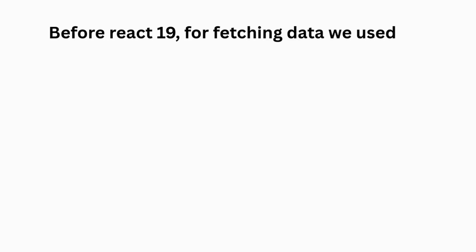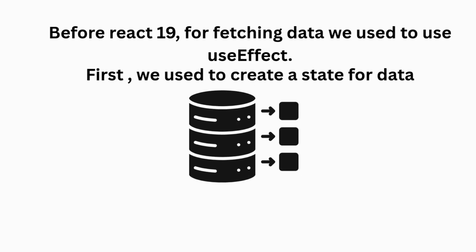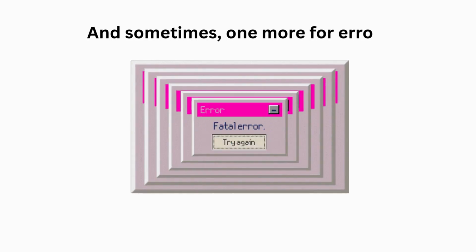Before React 19, for fetching data, we used to use useEffect. First, we used to create a state for data, then another state for loading, and sometimes one more for error too.